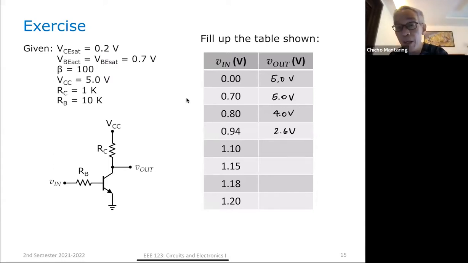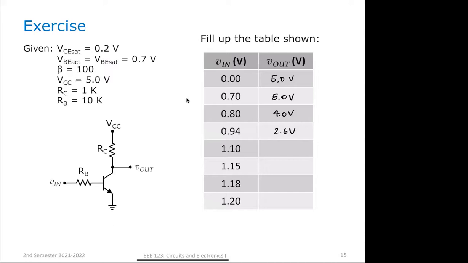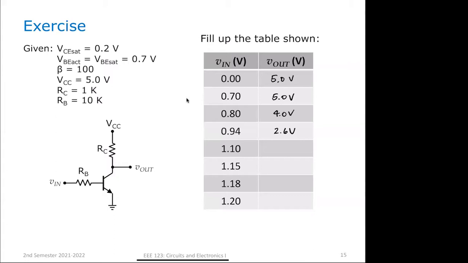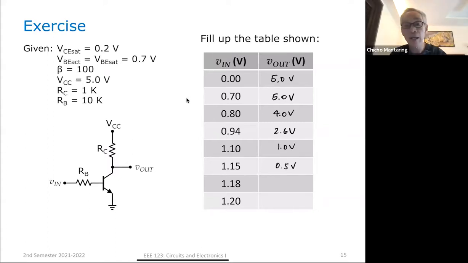Okay, Mel, can you tell me what you computed for either 1.1 or 1.15 volts input? Na-stuck po ako dun sa may IB. Na-stuck ka? Sige. Anyway, Albert, what about you? Sa 1.10 po, I got 1 volt. Tapos po sa 1.15, I got 0.5 volts. Okay. That's correct, both are correct. So sige, gawin natin yung 1.15 para kay Mel, for the benefit of Mel.